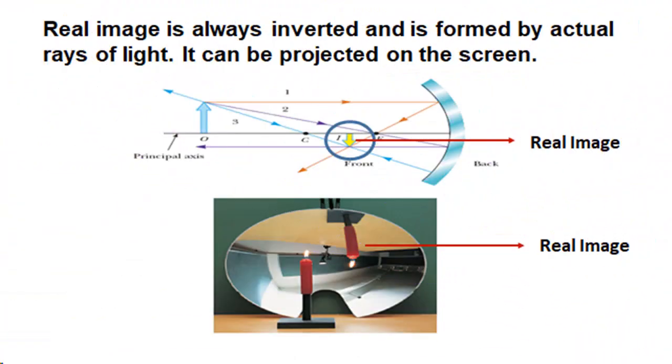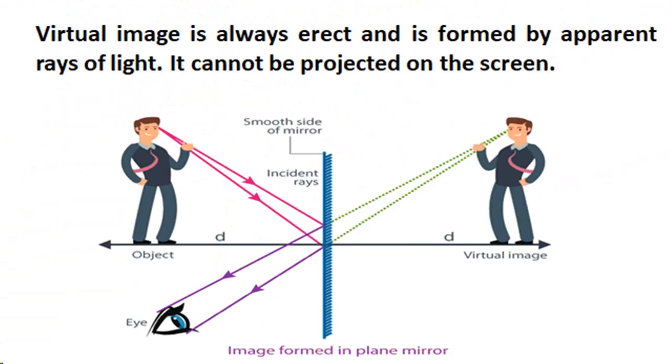Real image is always inverted and is formed by actual rays of light. It can be projected on the screen. Virtual image is always erect and is formed by apparent rays of light. It cannot be projected on the screen.